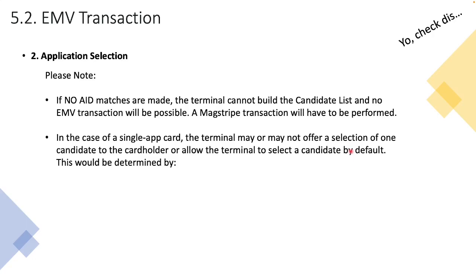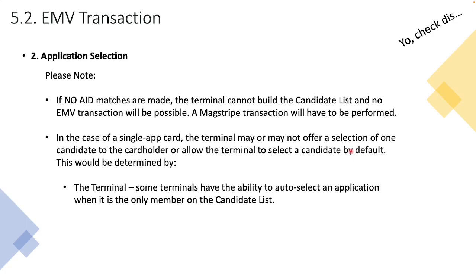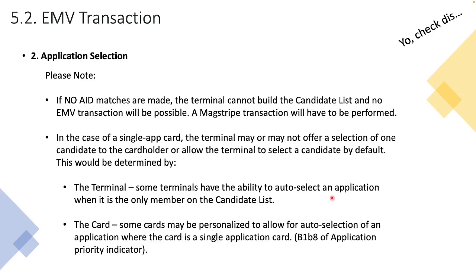Better UX there. Okay, and what determines now whether the terminal offers an option of one or auto selects by default could be either the terminal itself. So some terminals have the ability to auto select, and some don't, right? And the card as well. So some cards may be personalized to allow for auto selection of an application, depending on which application version and type you're talking about, where the card is a single application card, and some don't, right?